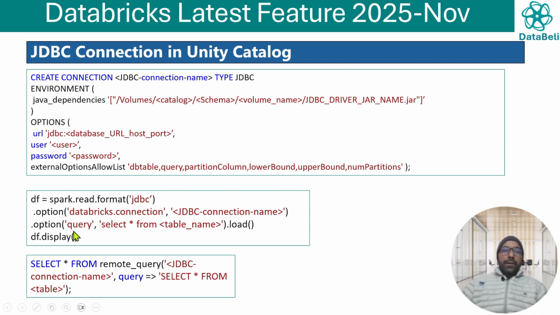For example, if we are trying to read some data in Spark, spark.read.format will be JDBC, and in the option we only need to specify the name of the connection that we have created here. So every time, in the code there is no need to specify the URL, username and password, so it is managed in one place. In future if it is changed, in one place only we can change it. So that's how it makes it very easy and simple to create and use JDBC connections.